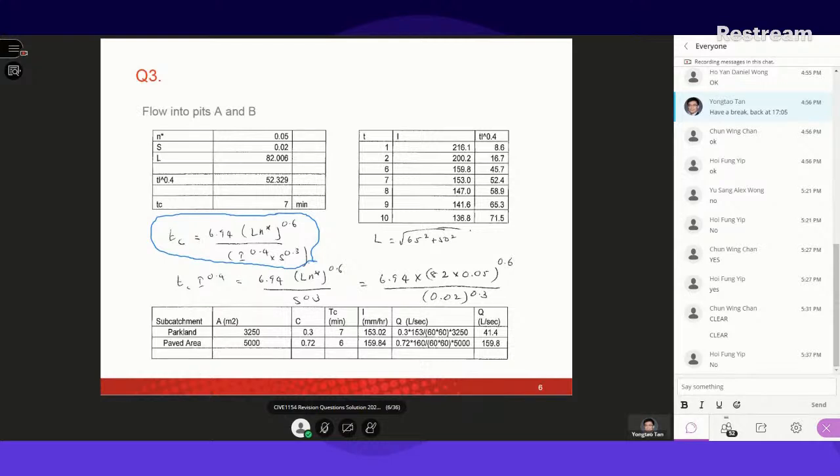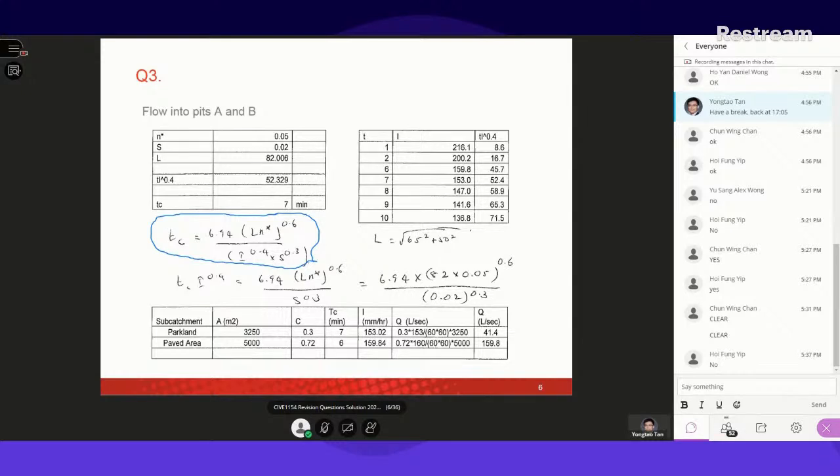Now for this question you can calculate L, the length, and S is given as 2%. The N, the roughness of the surface, is also given. So you can get this value from these.